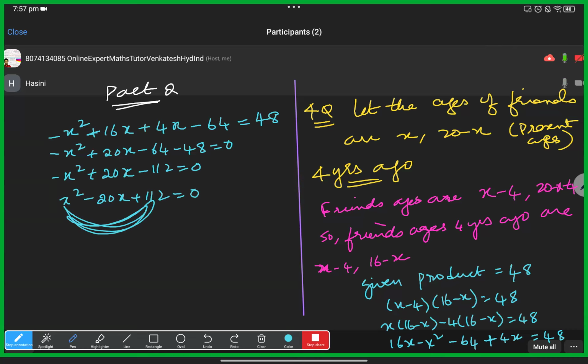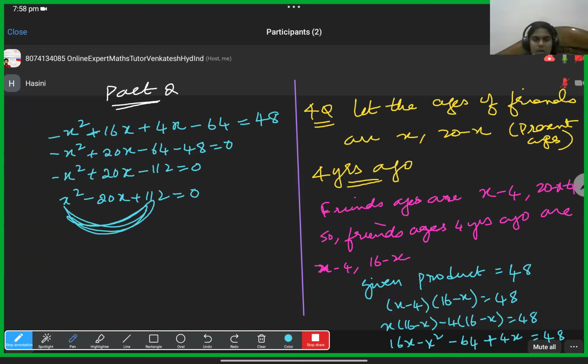We got the values of length and breadth because that situation is possible. So then we should check b square minus 4ac, Hasni. Whenever the question asks whether the situation is possible, after we get the quadratic equation for the given situation, we have to check the nature of roots, b square minus 4ac.